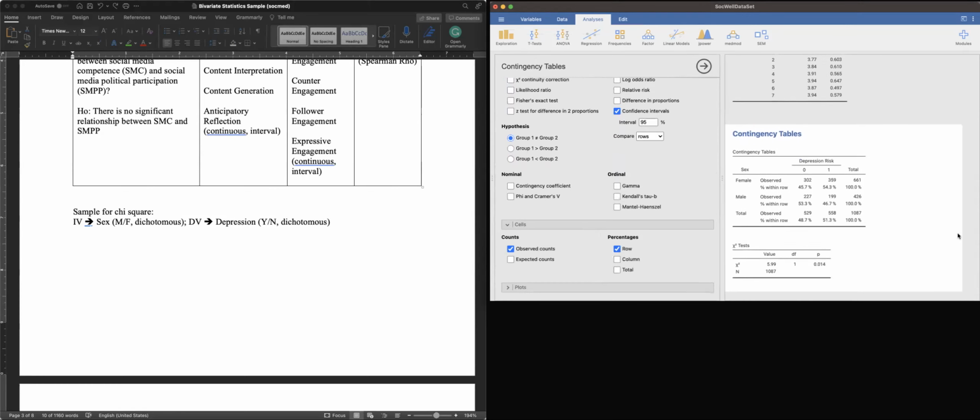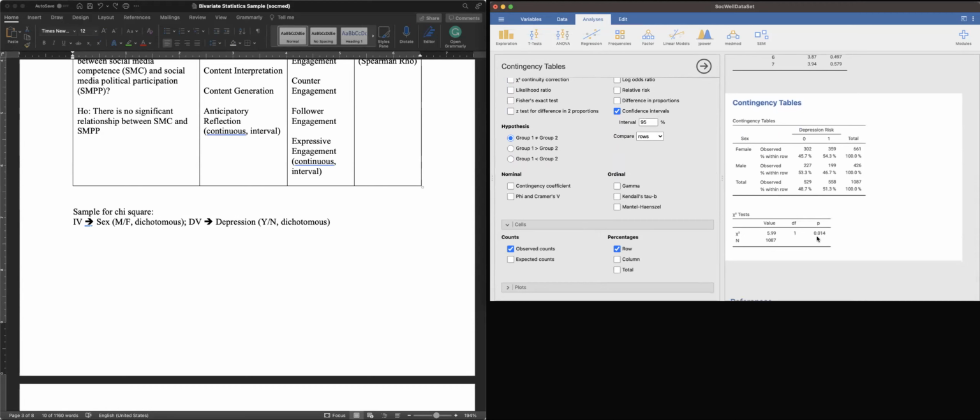Okay, good. And then the first thing that you have to look at is if the p-value is less than 0.05. So if the p-value is less than 0.05, then it is significantly associated. So here it's 0.014. So yes, it is significantly associated. But by the way, if you're using chi-square, you don't use the word correlated, you use the word associated, regardless, because this is a test for association.